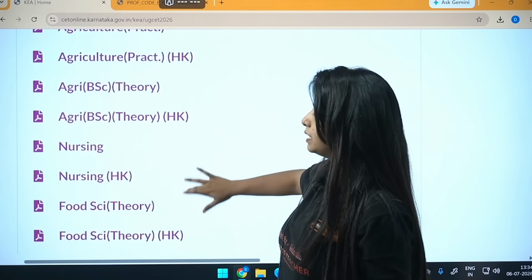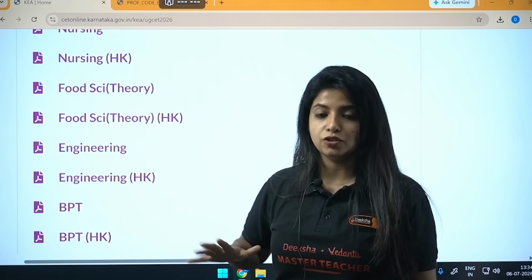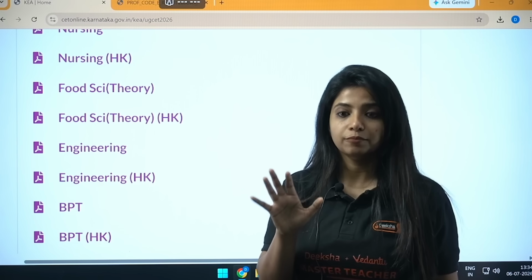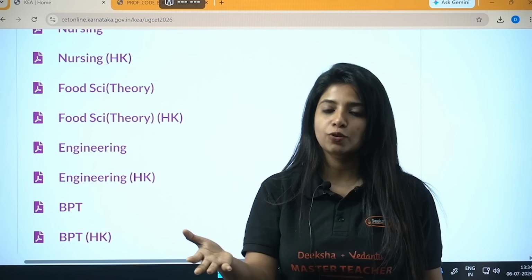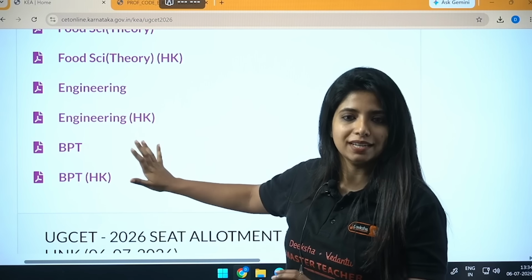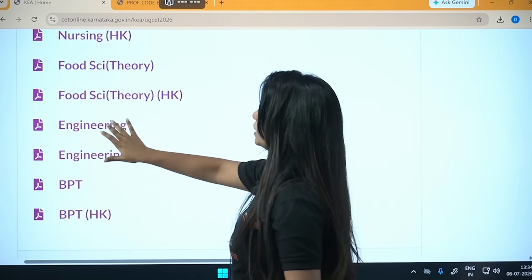For them, basically, you will be getting what? The cutoff list. Some courses are there, for example, B Pharma, where you had not done your option entry process, right? Because the seat matrix was not available. In that case, the cutoff won't be visible over here. Please do understand that. Okay, now I go ahead with engineering.